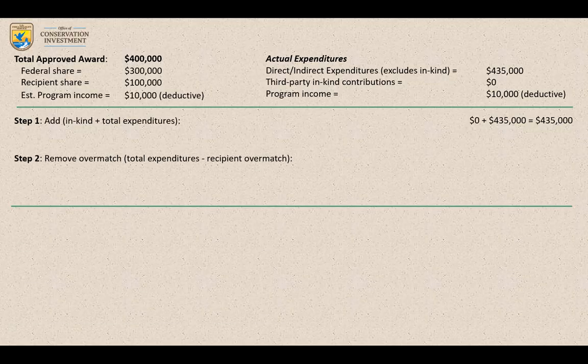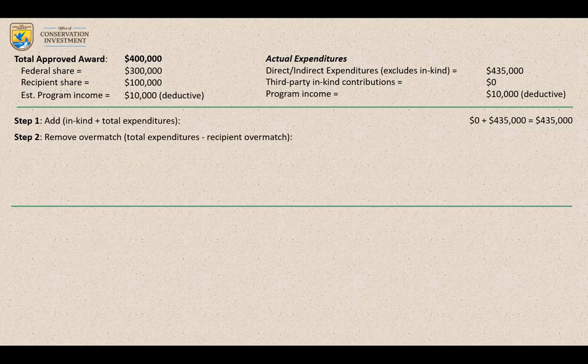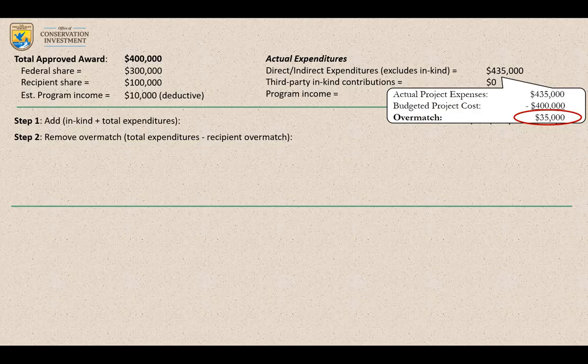In Step 2, the recipient removes any overmatch from the adjusted outlays. In this scenario, overmatch includes those costs charged to the award in excess of $400,000.